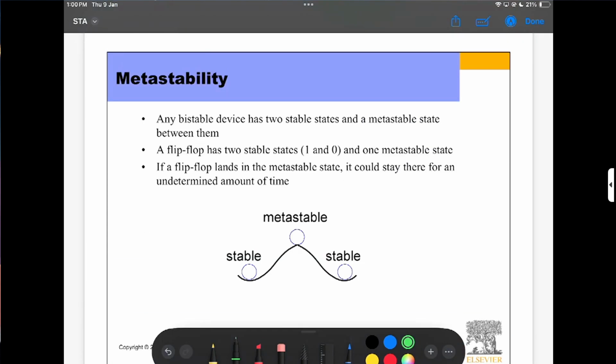Any bistable device has two stable states and a metastable state between them. A flip-flop has two stable states, one at 0 and one at 1, and a metastable state. If a flip-flop lands in the metastable state, it could stay there for an undetermined amount of time. So here is stable, this is metastable, and this is stable.